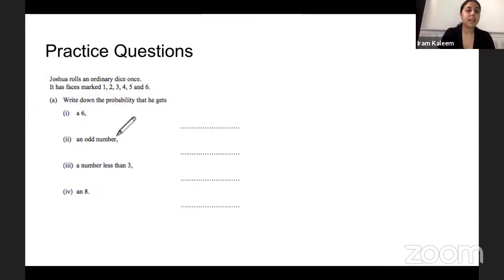So the probability that he gets a 6, well, we know that the probability of landing on any one face on the dice is always 1/6, because there's only one option that has a 6 on it. An odd number, well, what are the odd numbers here? We have 1, 3, and 5. So that's 3 options out of 6 options. So it's 3/6. You can also simplify it to a half.